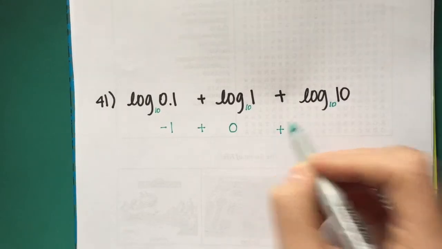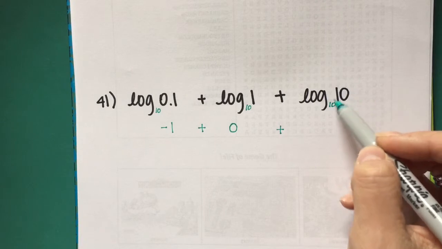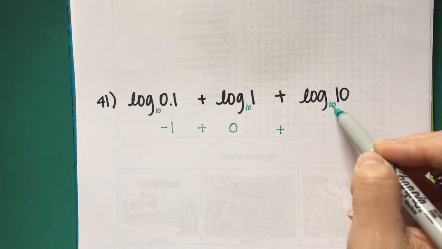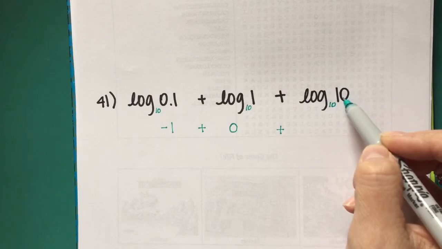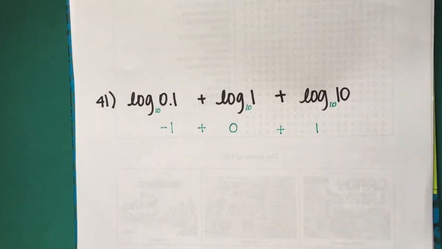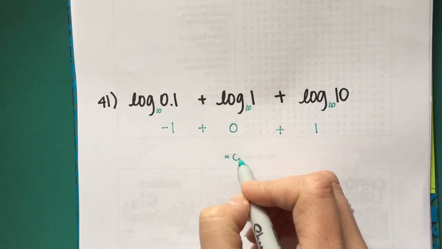Plus the last one, these two match. So you should automatically know that it's going to be 1. Or you think to yourself, 10 raised to what power equals 10? 10 to the 1st is 10, so that is 1. And if you add the 3 together, they equal 0.